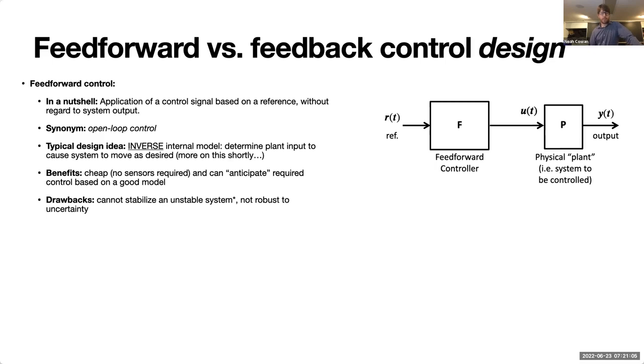So it's a feedforward control architecture where you have some reference that you're trying to achieve, and you pass that reference through some kind of a filter or dynamical system, or it can be a simple gain. The most common type of feedforward controller is just to invert the steady state gain of the plant. And then ultimately that creates an input to your plant, and then something happens. And hopefully it's what you want to have happen, but you have no sensor to make sure. And so these are really cheap. They don't require sensors.